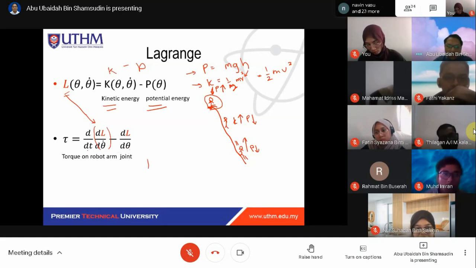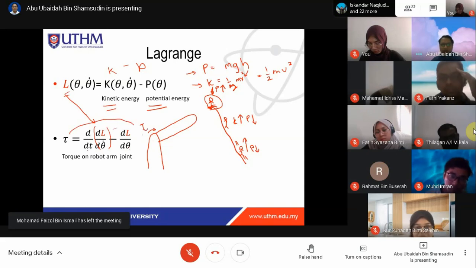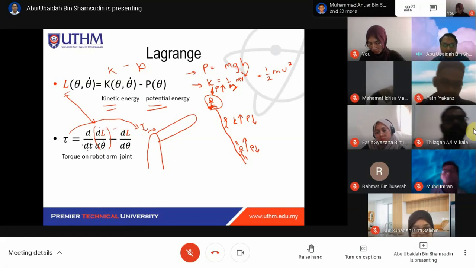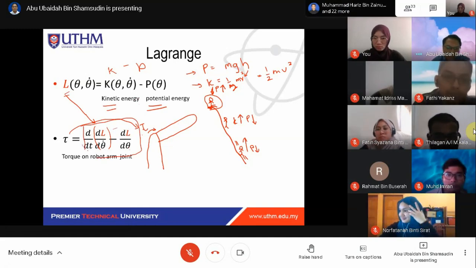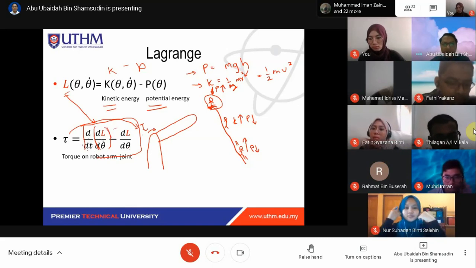So this force is the torque of your robot arm, the torque required to move your robot arm. So this is torque. It's not very hard to calculate Lagrange. You just need to find the K, the P, and then you just need to do this. You need to differentiate with theta dot minus differentiate with theta, and this value needs to be differentiated over dt, over time.